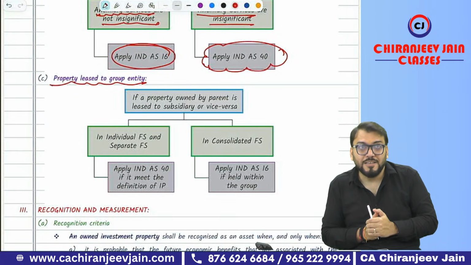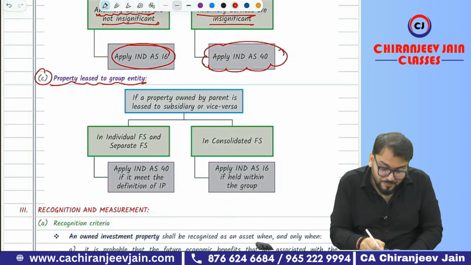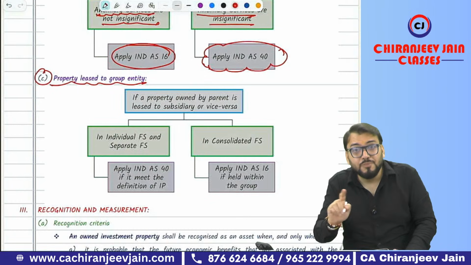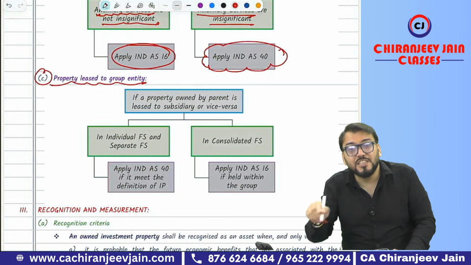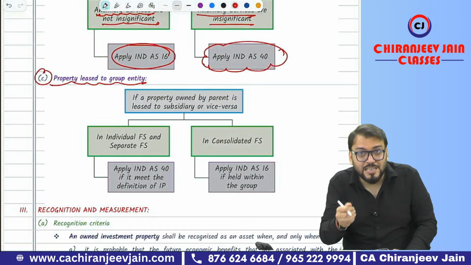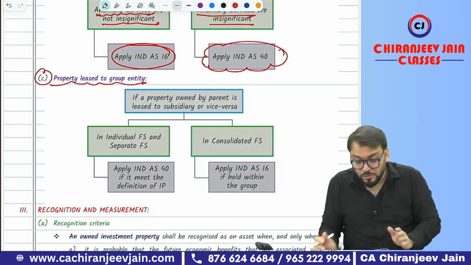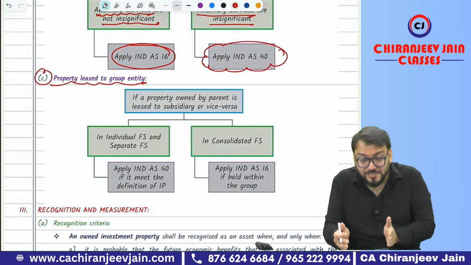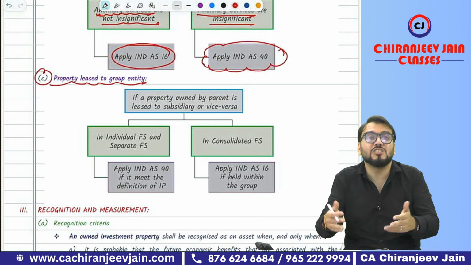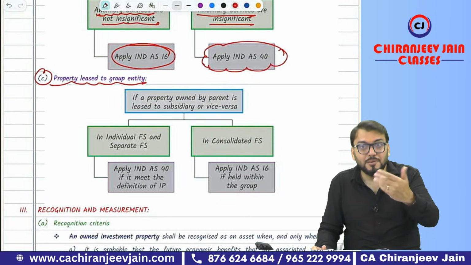Property leased to group entity. You try to understand. One question was asked in exam, and before that actually there was no question in ICAI study material regarding this. I used to take one example in class and a similar example was asked in exam. So some question, some concept can be important even though there is no question in ICAI study material. Are you able to understand?